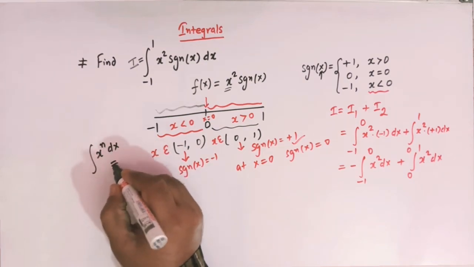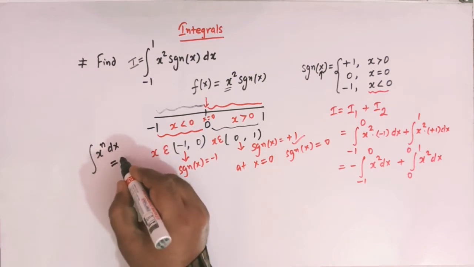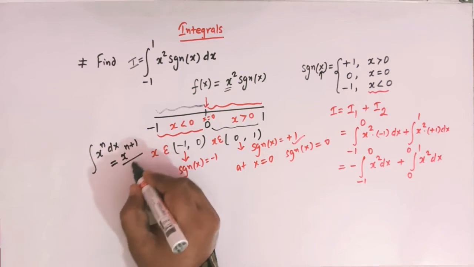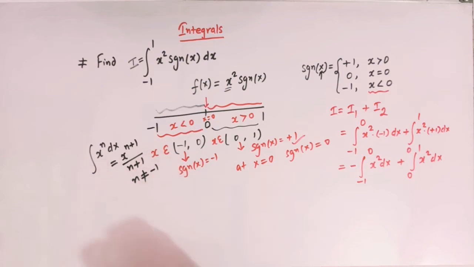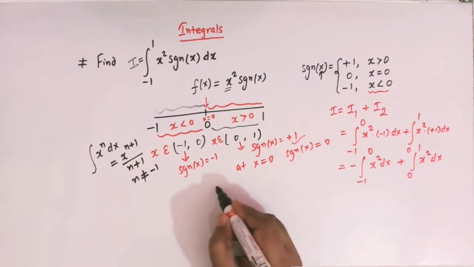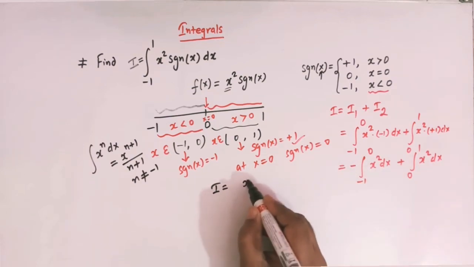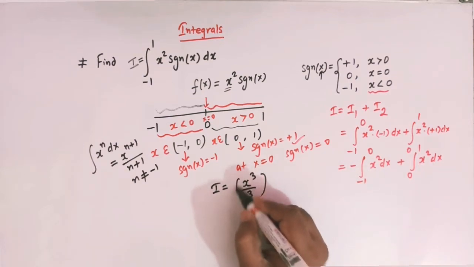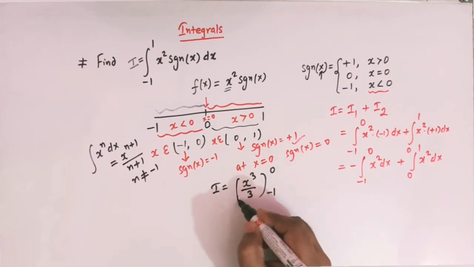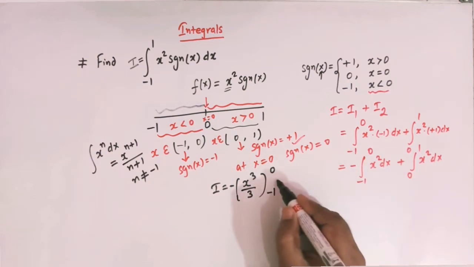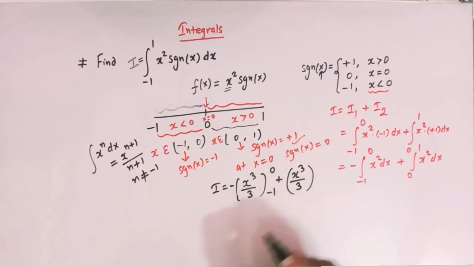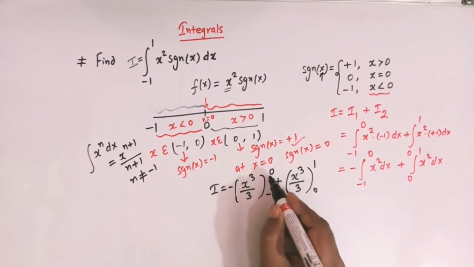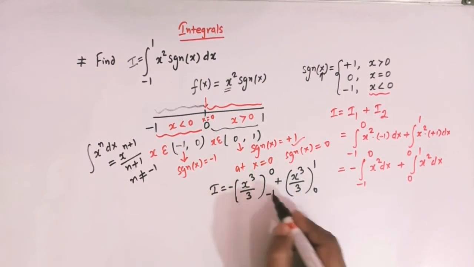Now, in order to evaluate these two integrals, we'll make use of this important result from indefinite integrals: the integral of x raised to n is x raised to n plus 1 over n plus 1, for all values of n except minus 1. So here we can now write this integral as x cube over 3 with limits from minus 1 to 0, with the negative sign, plus x cube over 3 with limits from 0 to 1. Now we can simply substitute the limits and take the difference.